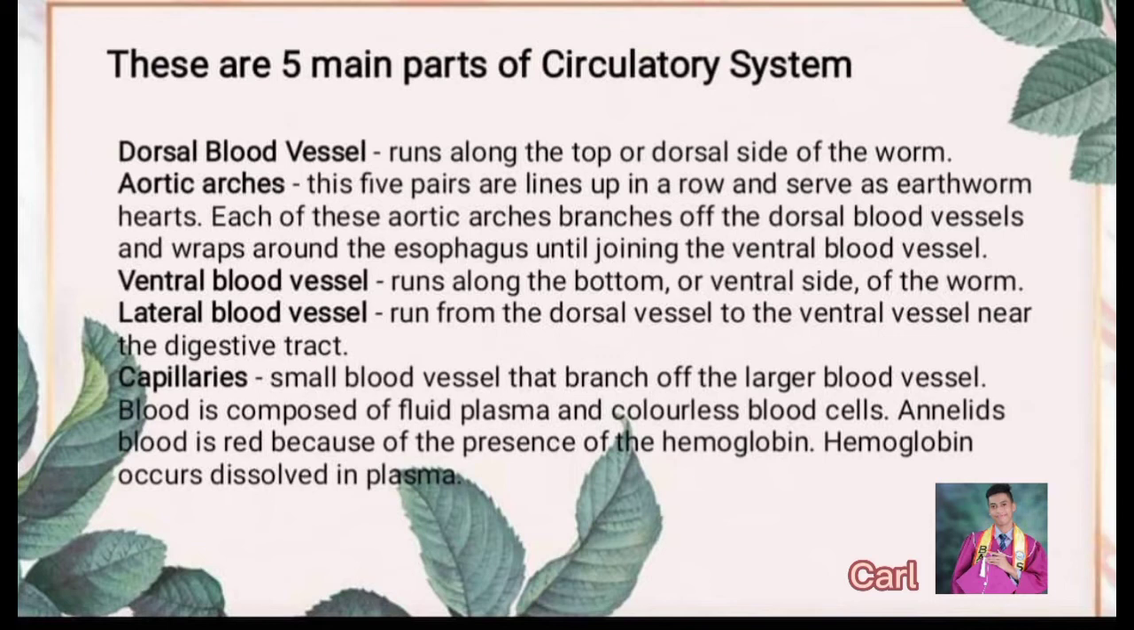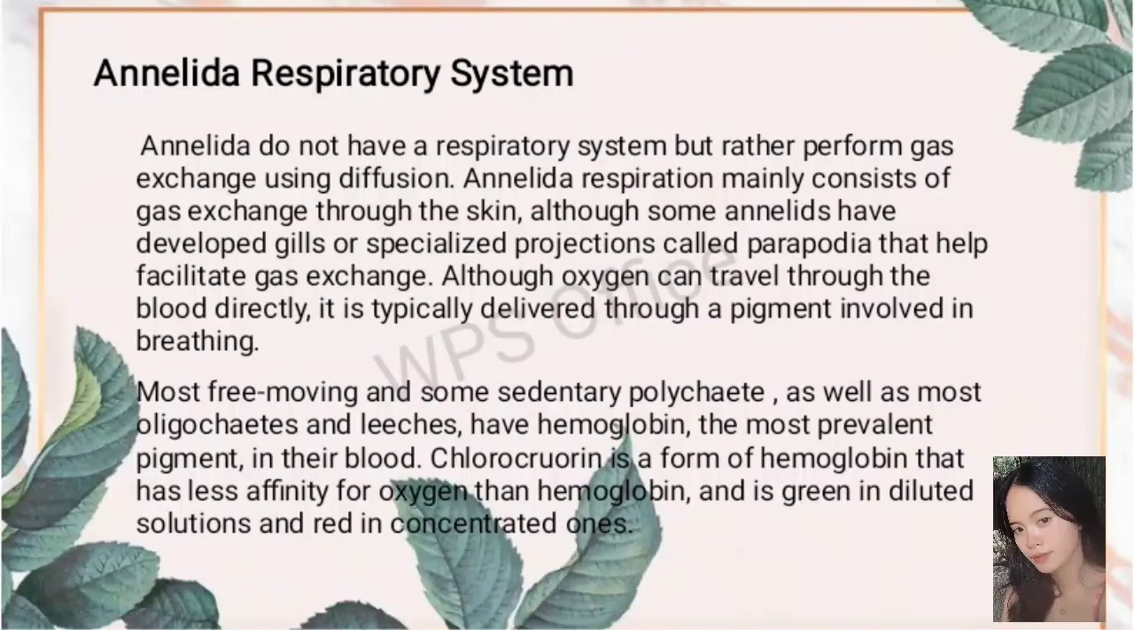Blood is composed of fluid plasma and colorless blood cells. Annelid blood is red because of the presence of hemoglobin. Hemoglobin occurs dissolved in plasma.